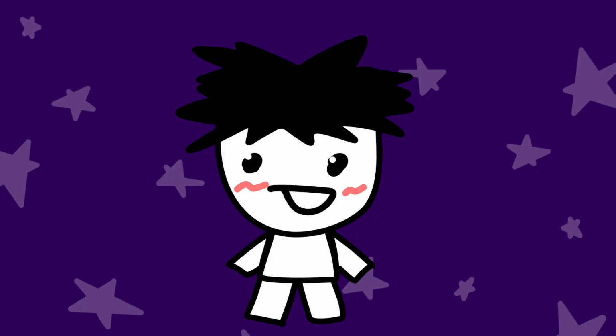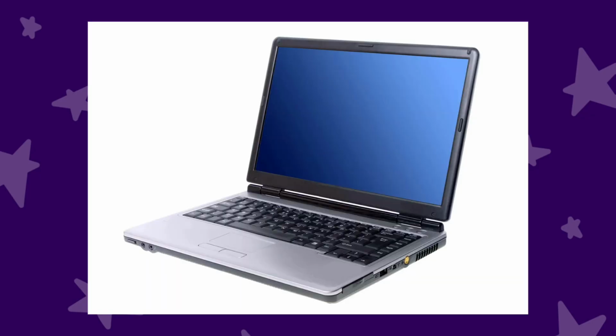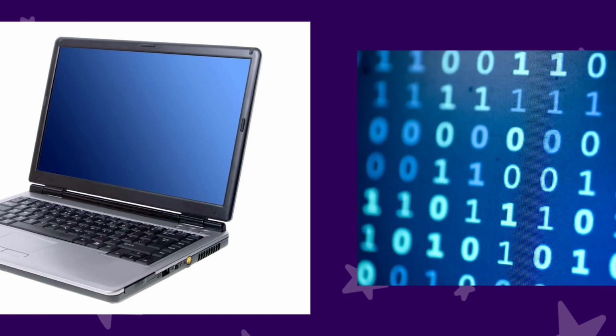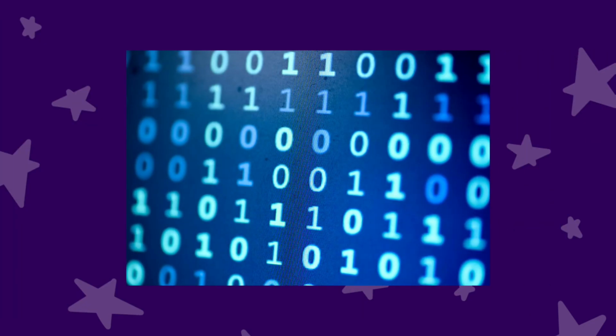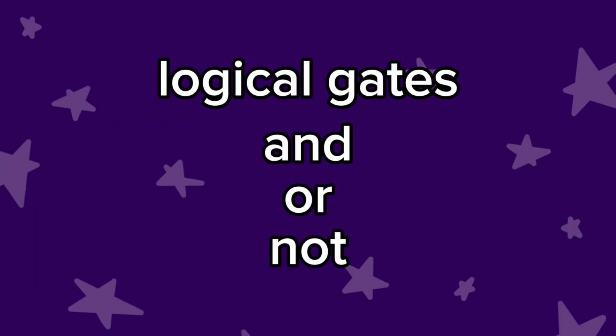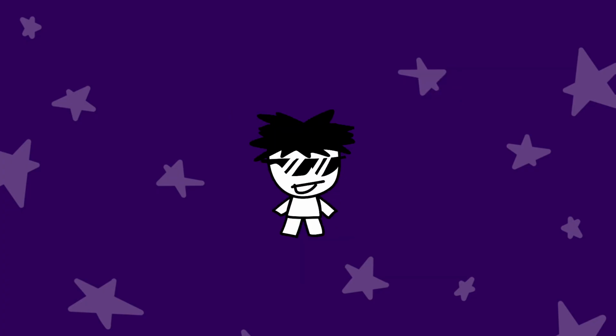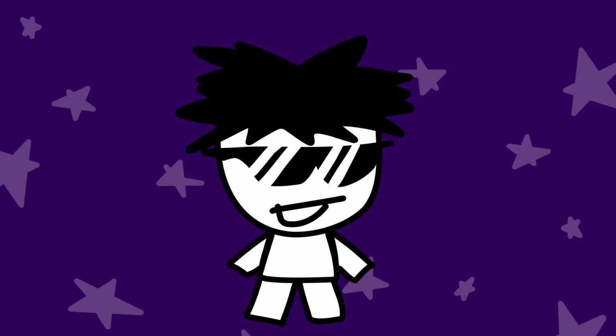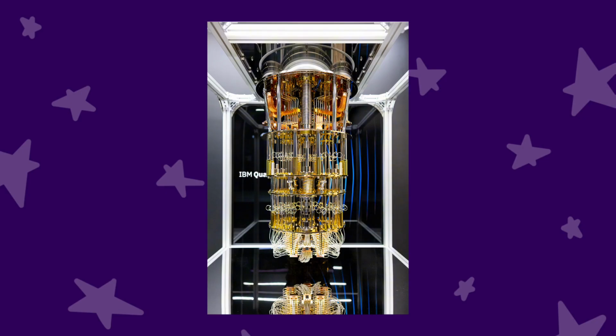So let's start with regular computers. In these computers, information is stored in bits. A bit is either 0 or 1. Logical gates, like AND, OR, and NOT, manipulate those bits to perform calculations. But quantum computers work a bit differently.